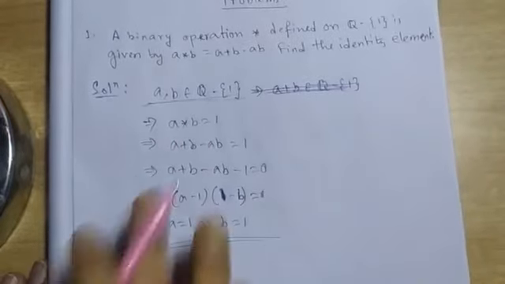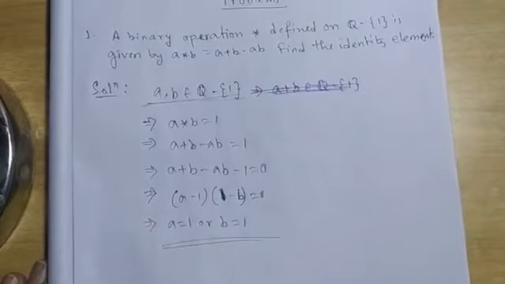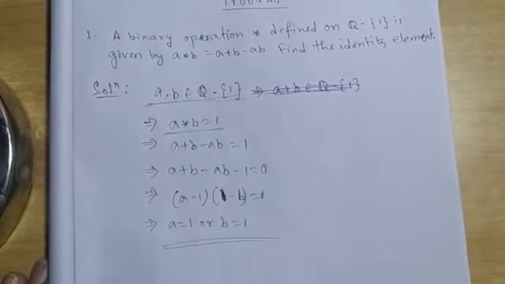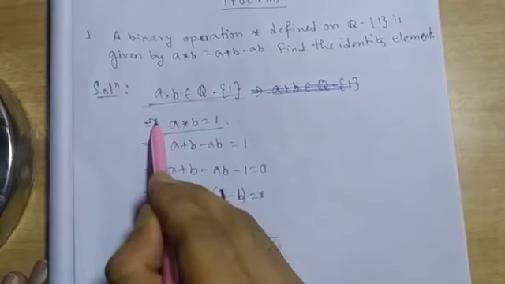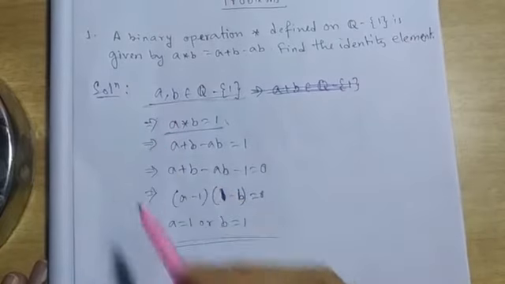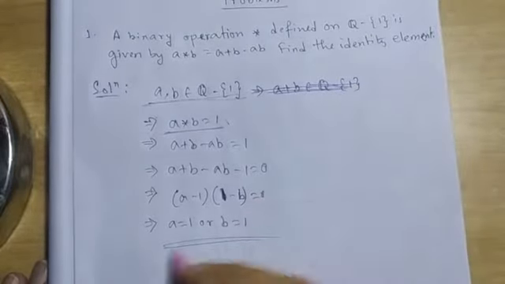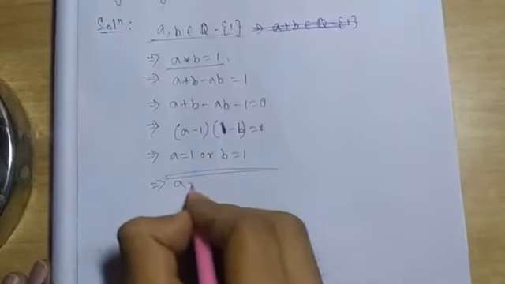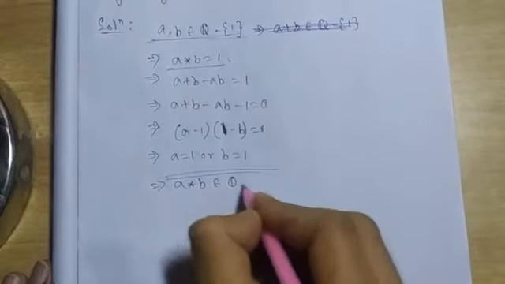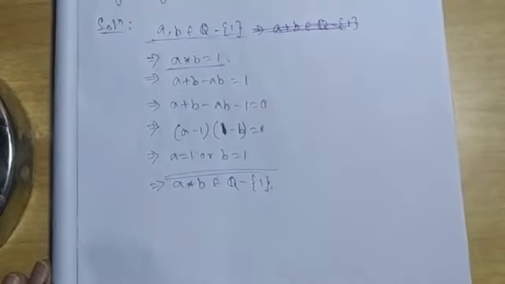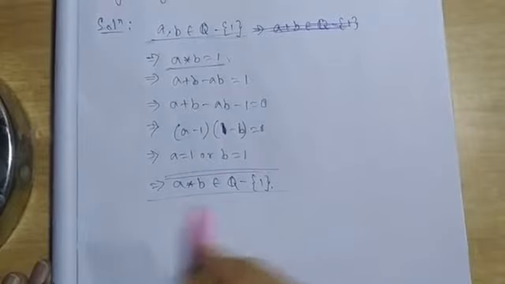So for all the elements a and b, a star b cannot be 1. And if a star b is not 1, then all other values are possible for it. So clearly a star b will always belong to Q minus {1}. So this is clearly a binary operation.